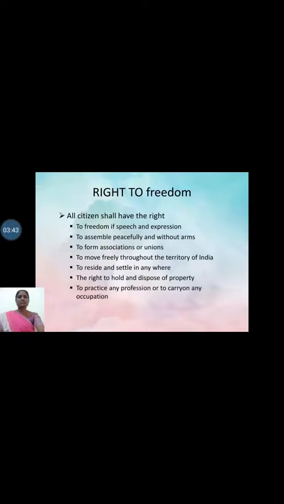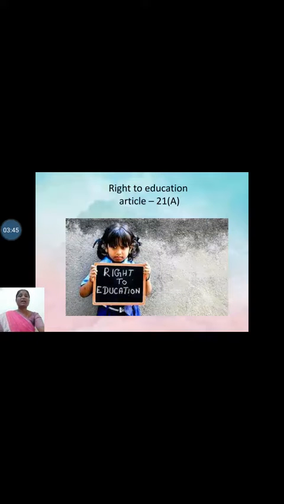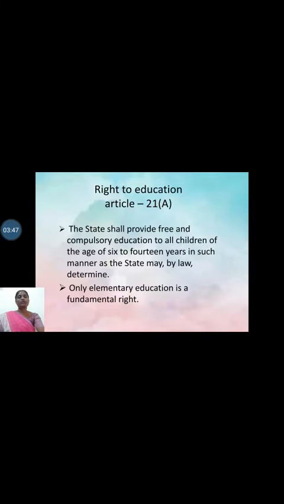Okay, see the next one, right to education. This is very important. That is elaborately discussed in Article 21A. This article was implemented by the very new 86th Amendment. Okay, see, the state shall provide free and compulsory education to all children of the age of 6 to 14 years in such manner as the state may by law determine, only for elementary education.